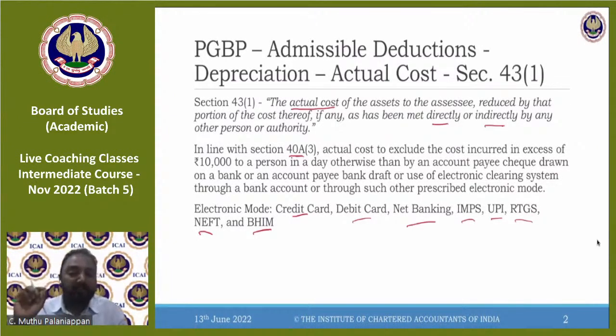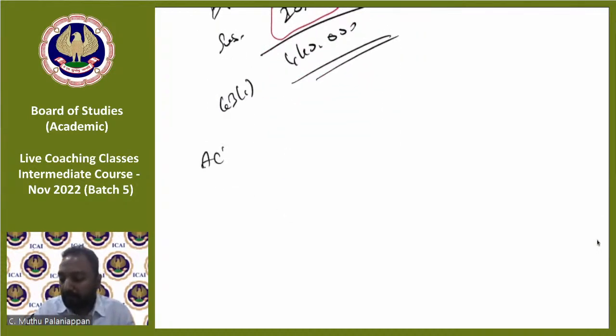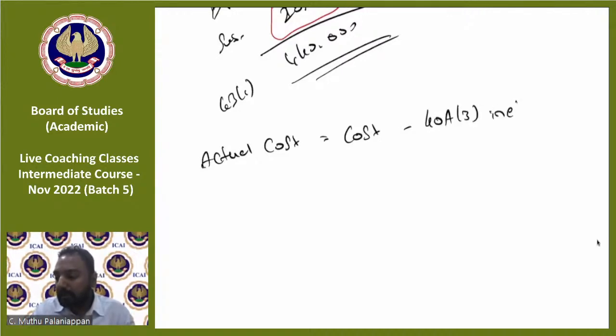So we'll have to understand section 40A clause 3 to understand this. So what does it say? If you are paying more than 10,000 in a day to a person, then that portion, if it is relating to an asset, is not an eligible cost. So actual cost will be cost minus whatever is disallowed, let's call it ineligible under section 40A(3). So that will be removed. If you have purchased the whole asset through this payment of cash, then the whole asset is not allowed. So to that extent, it cannot be claimed as an expenditure. So that is 40A(3). So this is how you calculate actual cost.